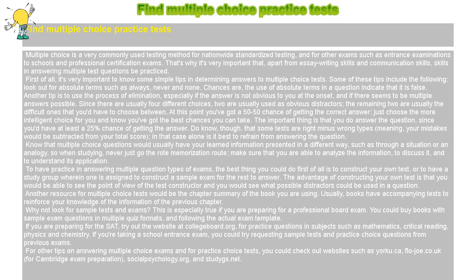Just choose the more intelligent choice for you and know you've got the best chances you can take. The important thing is that you do answer the question, since you'd have at least a 25% chance of getting the answer. Do know, though, that some tests are right minus wrong types, meaning your mistakes would be subtracted from your total score. In that case alone is it best to refrain from answering the question.